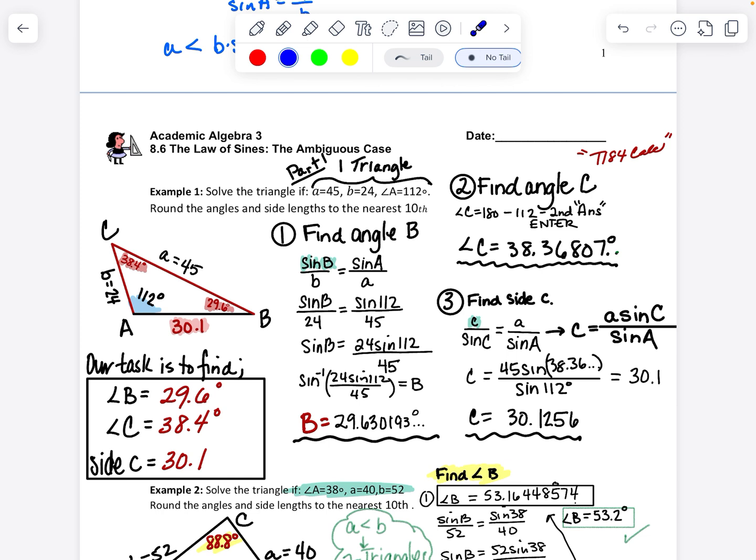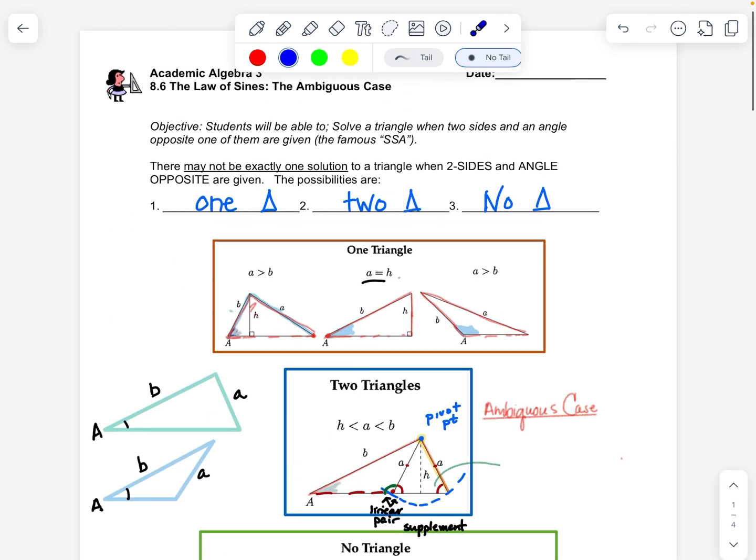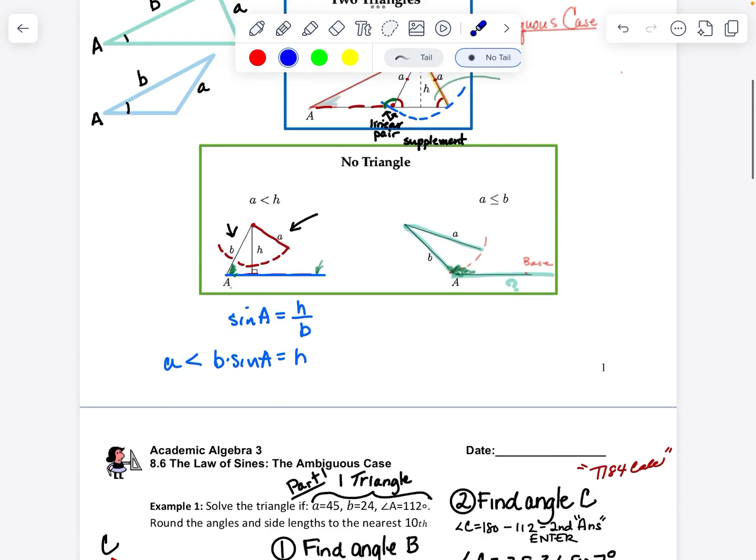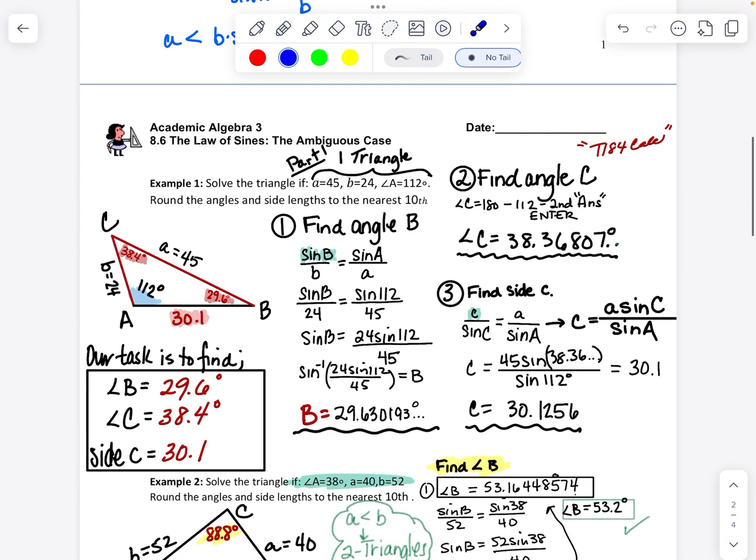So we have one triangle in this first one because the opposite side is 45. That's longer than 24. So what's going to happen is you will have, this is the case where A is bigger than B in the first one. Even though you have an obtuse angle here, and scroll back up to it, it's this one. Okay, A is bigger than B. So that's going to be one triangle. So you just move forward.